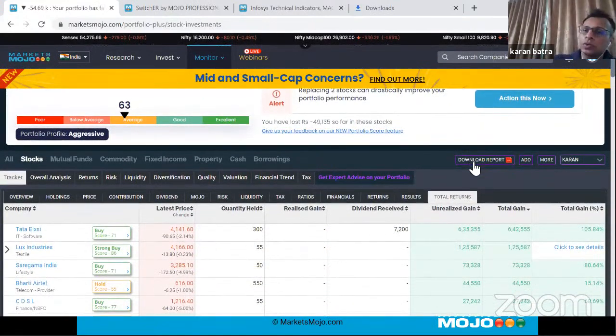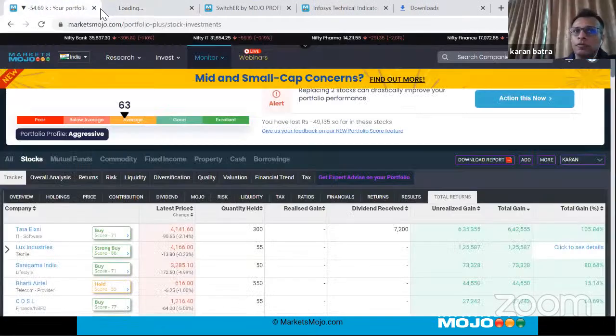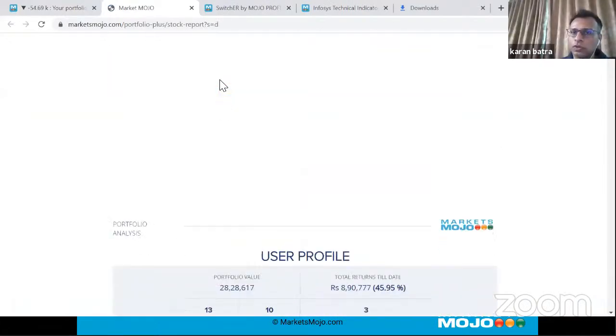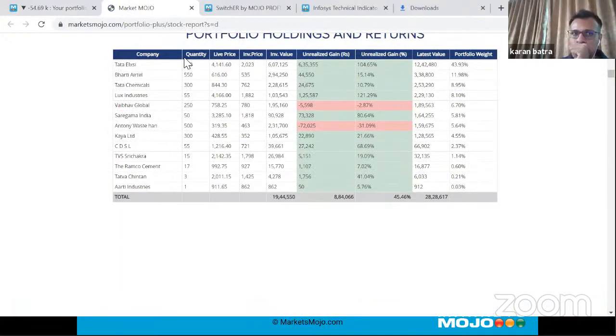You can also download a report, like you can download a verdict report, you can download your portfolio report. So this portfolio report goes across your portfolio, collects whatever is important, puts it in a PDF format that you can download or you can save for later. What's going right, what's not going right.